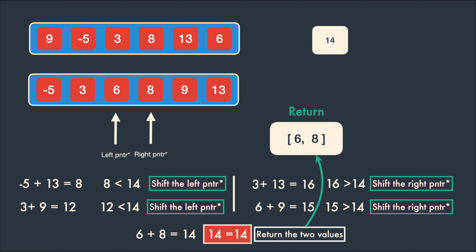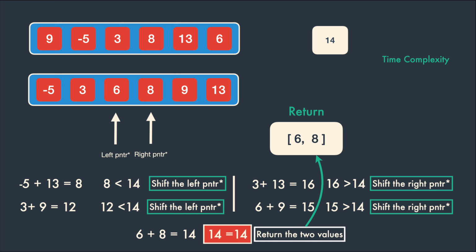In case we don't find any, the left and the right pointers will eventually point to the same number, and we would have explored all the possibilities and we would have no pair of numbers to return.